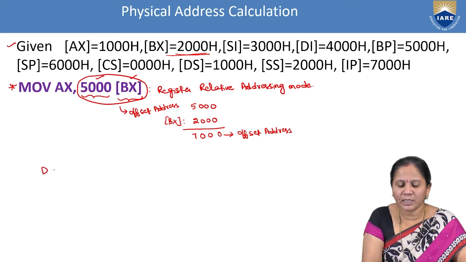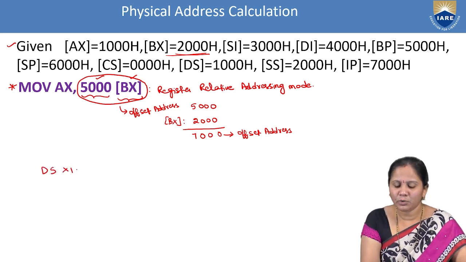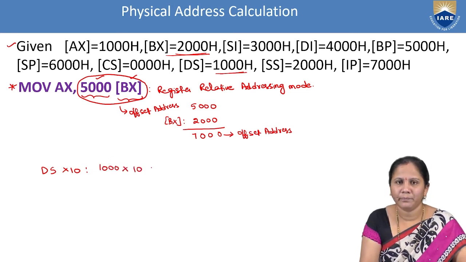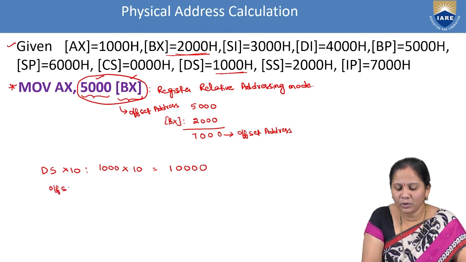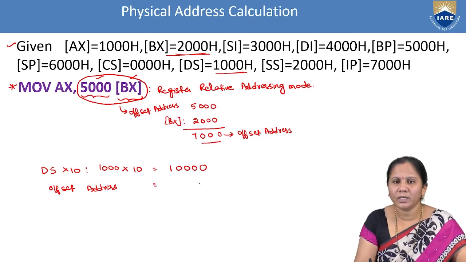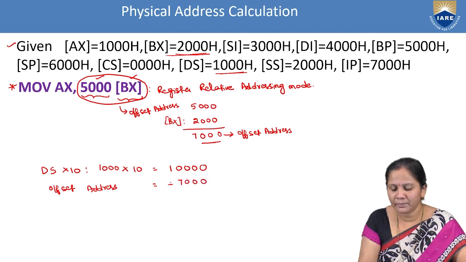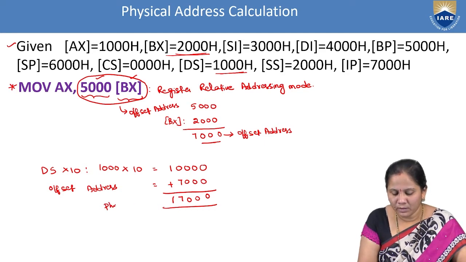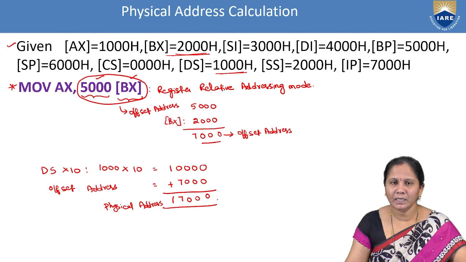And segment address we have to consider here is data segment address into 10. Okay. So, segment address into 10 means here the data segment, it is 1000H. So, it is 1000 into 10. It gives 10000. And for this, you have to add the offset address. Now, here the total offset address what we have got is 7000. This should be added here. Now, so here 0, 0, 0, 7, 1. This is the total physical address, which is of 20 bit in size.